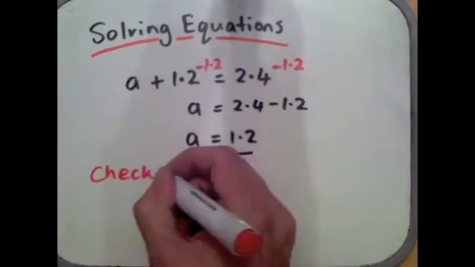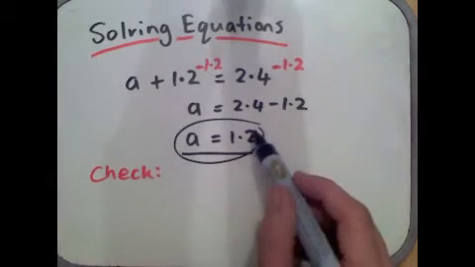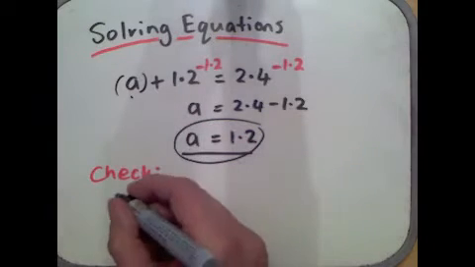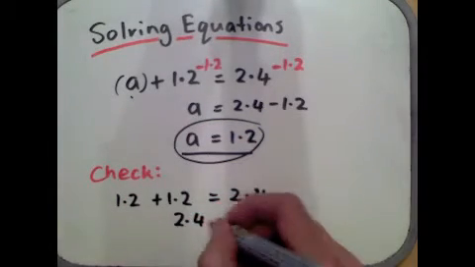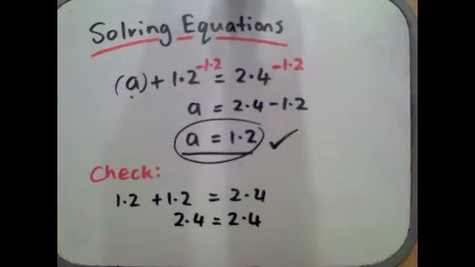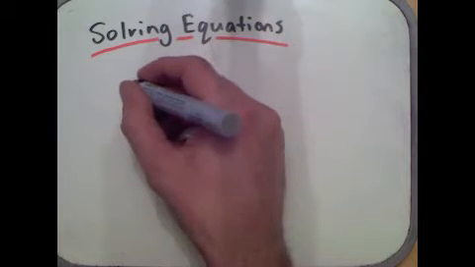Alright, so we can check this by using our skills of substitution. Let's substitute 1.2 where our A value is. Now we're going to get 1.2 plus 1.2 is equal to 2.4. Our left hand side is equal to our right hand side, therefore we know our variable equaling 1.2 is correct. Okay, let's look at another example.